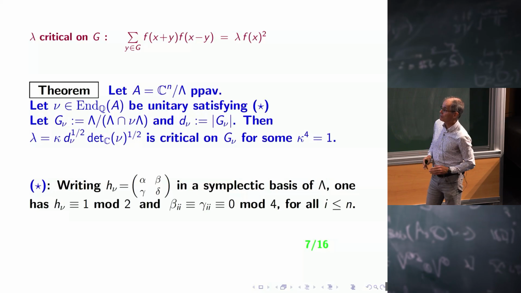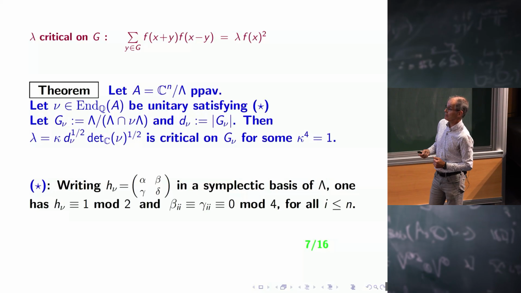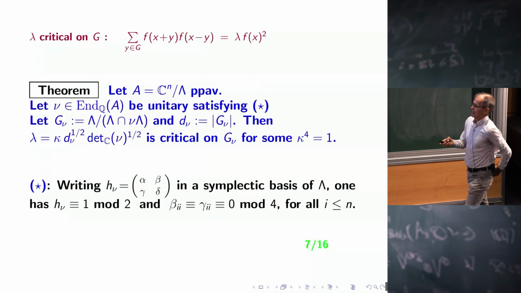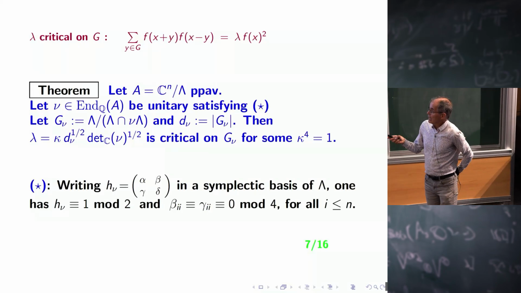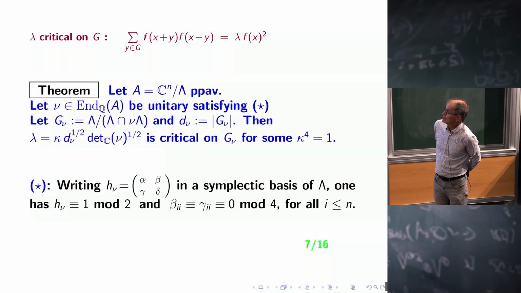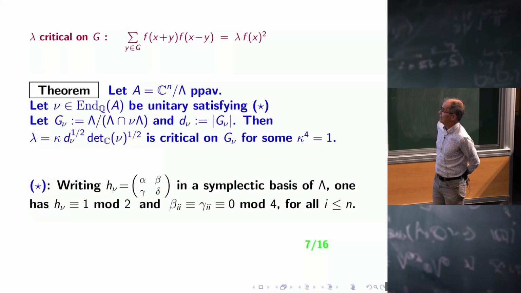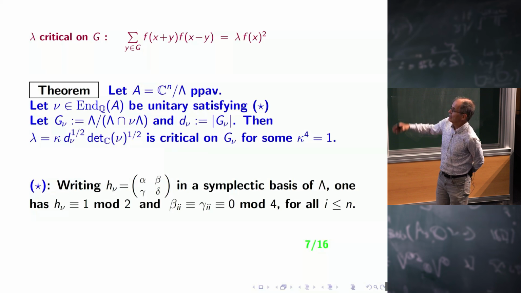Those are n times n block matrices with rational coefficients. And you have the congruence condition that this matrix H nu has to be equal to 1 mod 2, and the diagonal coefficients of beta and gamma have to be equal to 0 mod 4. And this is a very well-known condition in the theory of Abelian varieties. And I will say why later.